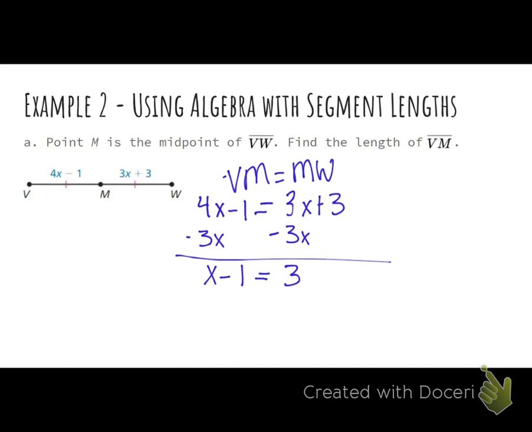Yep, you want to tell me what I'm going to do next? Do plus 1 on both sides. Add 1 to both sides. x equals 4.